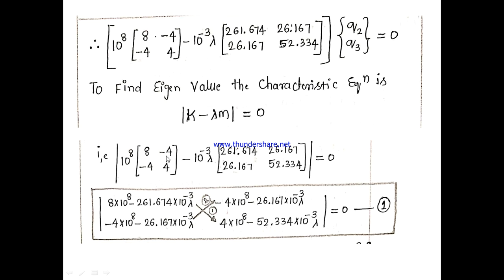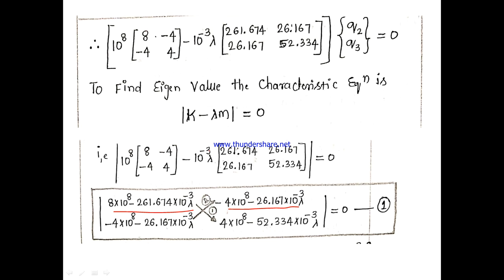Now how to add these two things? So here, before I multiply, here the total matrices, there is an addition here. So subtraction I have. First I need to convert this. So here 8 into 10 raised to 8 minus 261.67 into 10 raised to minus 3 lambda. So this comes 1 comma 1 and 1 comma 2, 4 minus 4 into 10 raised to 8 minus 26.17 into 10 raised to 3 lambda. So this comes.